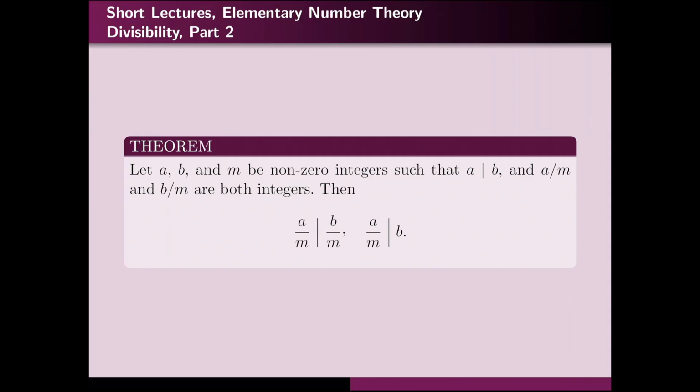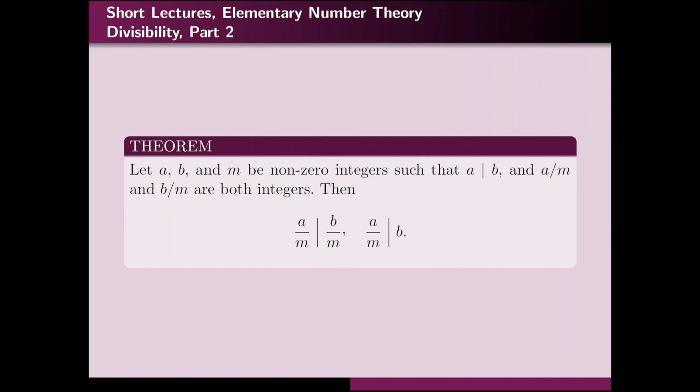Okay, the next theorem. Let a, b, and m be non-zero integers, and we know that a divides b. And we also know that when I divide a by m and b by m, these numbers are both integers. Then it means that I can divide both sides by m and conclude that a over m divides b over m. Be careful, a over m and b over m should be integers, otherwise this relation does not make sense. This relation makes sense between two integers.